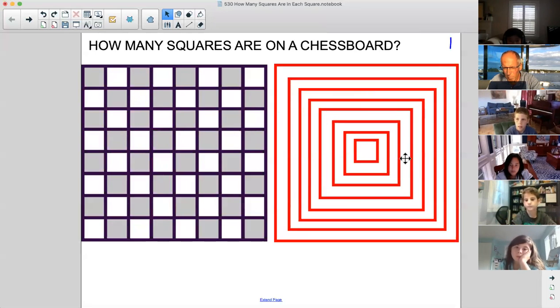Tessa, what do you think? There's actually a lot, and that's because it's not just the 64 plus all of these, because the smaller ones can fit multiple times on the board, so you have to count all of the times that the smaller squares can fit on the chessboard, so it's way more than 64. Wow.